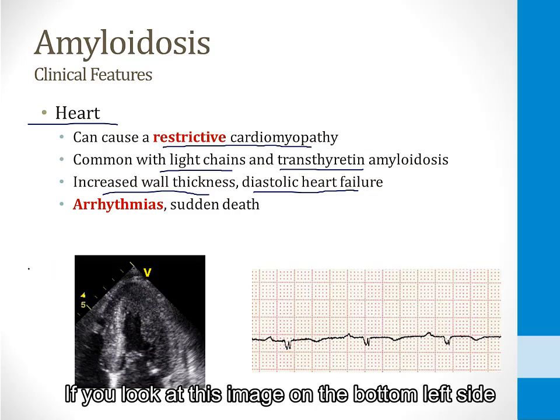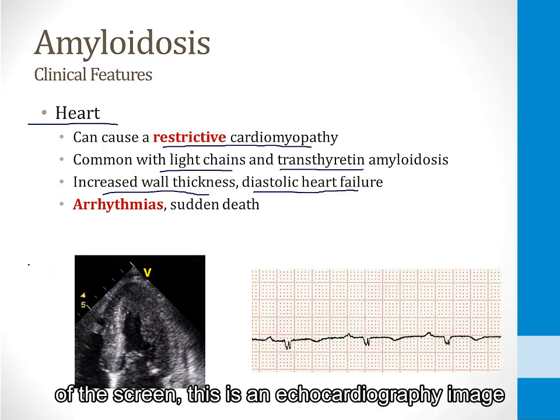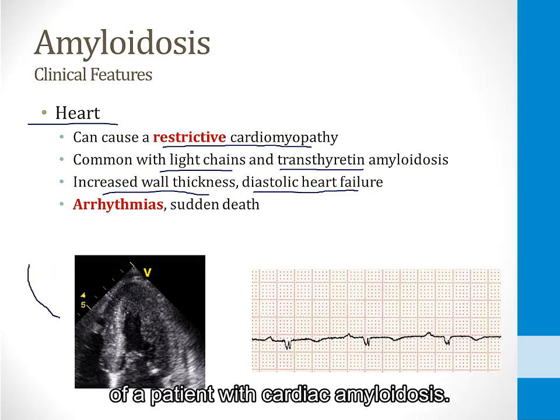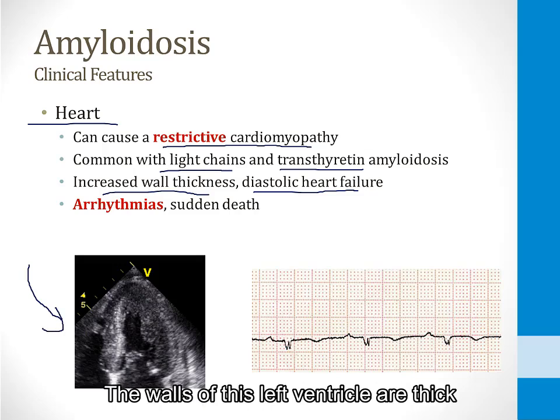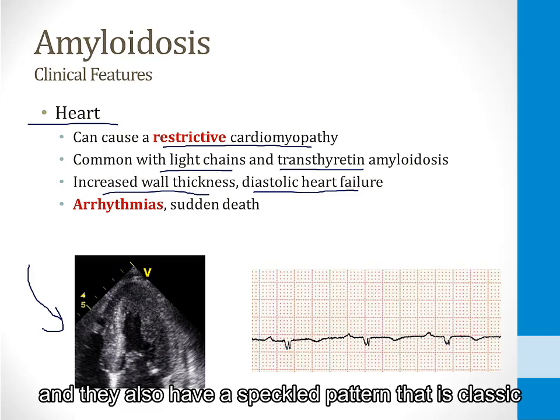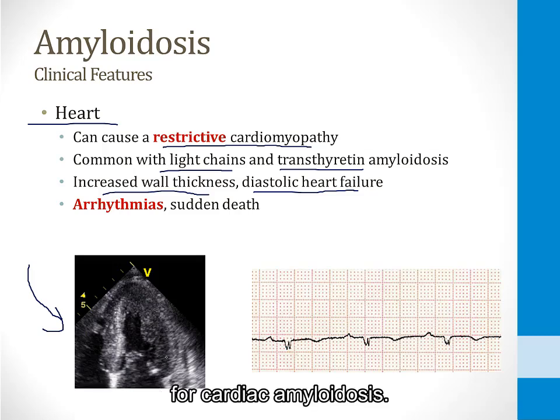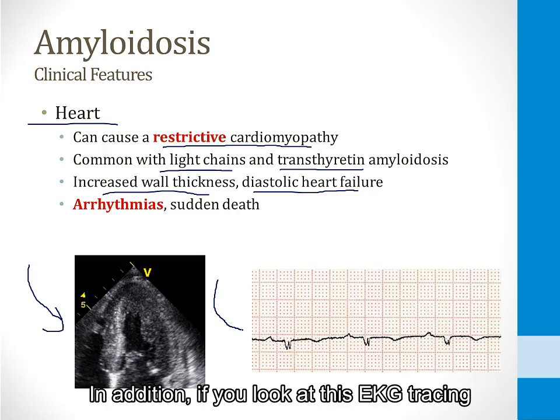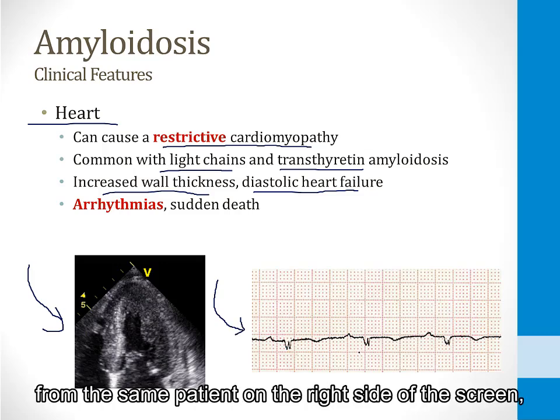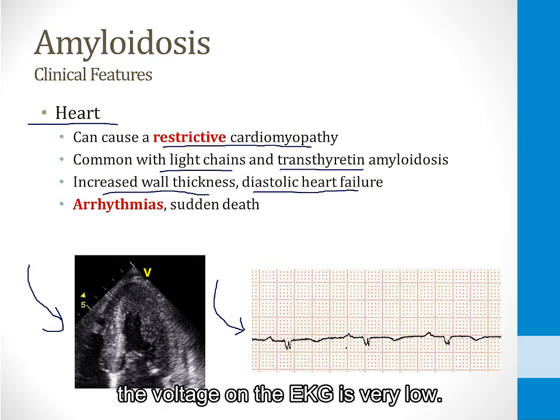If you look at this image on the bottom left side of the screen, this is an echocardiography image of a patient with cardiac amyloidosis. The walls of this left ventricle are thick, and they also have a speckled pattern that is classic for cardiac amyloidosis. In addition, if you look at this EKG tracing from the same patient on the right side of the screen, the voltage on the EKG is very low.